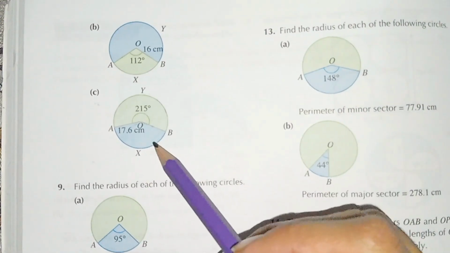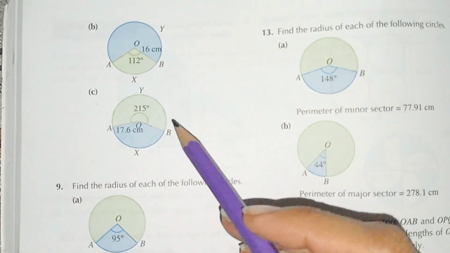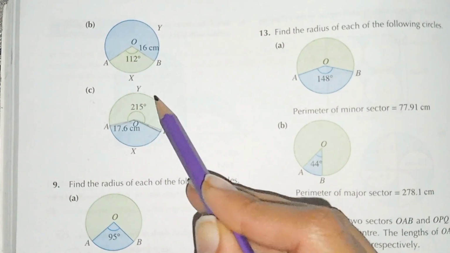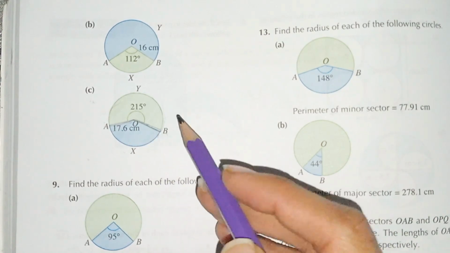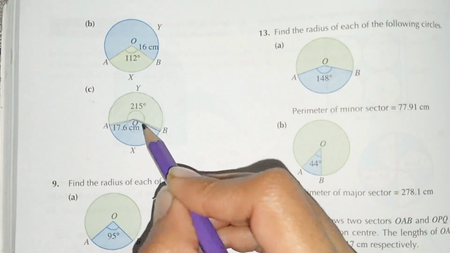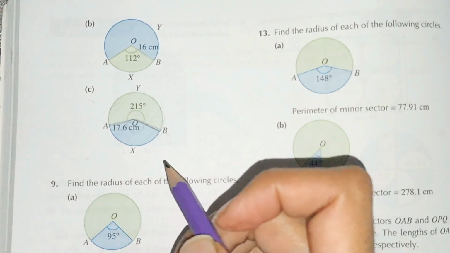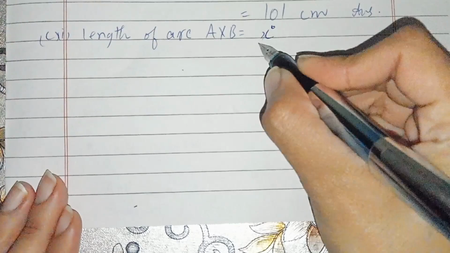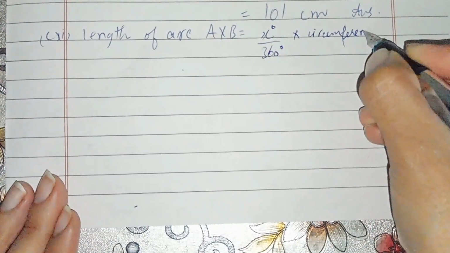So number 8, part number C. In part number 1, we have to find the length of this arc AXB, and in part number 2, we have to find the perimeter of the major arc, in which OA and OB are included. In this part, the twist is that the reflex angle is given to us. First, we have to find that angle, and it is very simple. We have to subtract it from 360 degrees. And the formula is x over 360 multiplied by circumference.